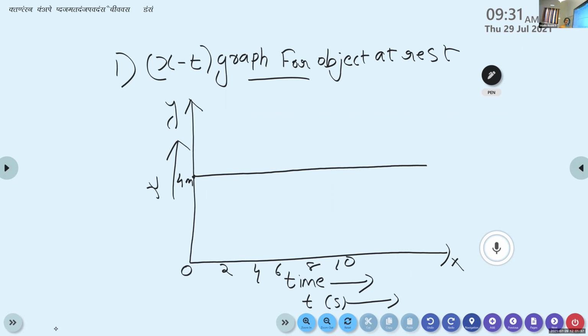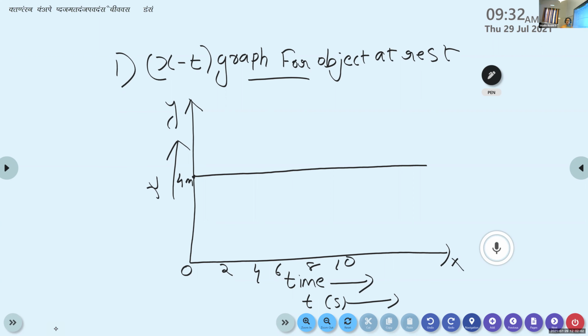So here you don't need to draw these graphs in your graph book, only in your lecture notebooks. You only need to get an idea about the shape of the graph, whether it is a straight line or a curved line, or a zigzag, how the graph looks like. So the first case is the position time graph for the object at rest.